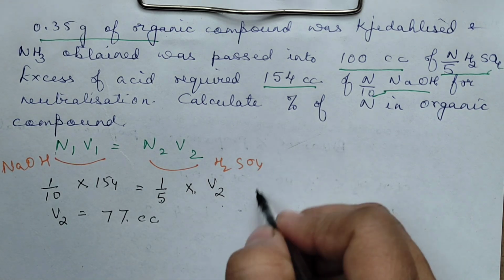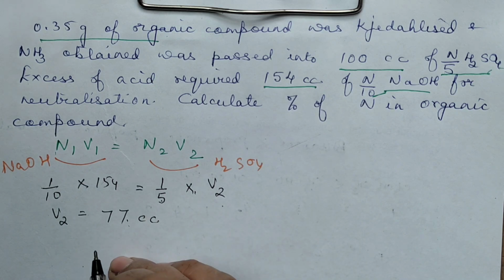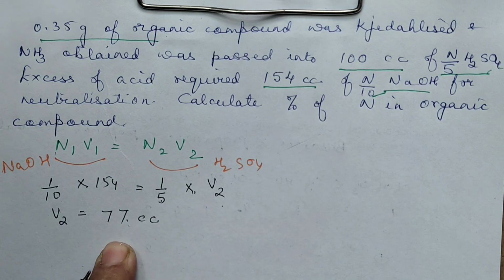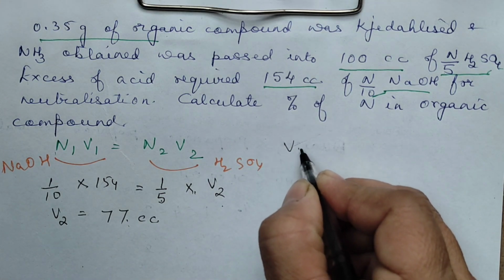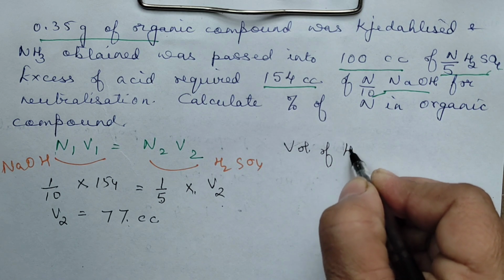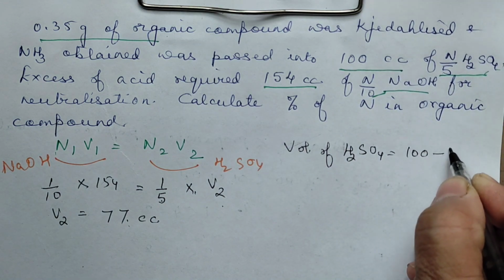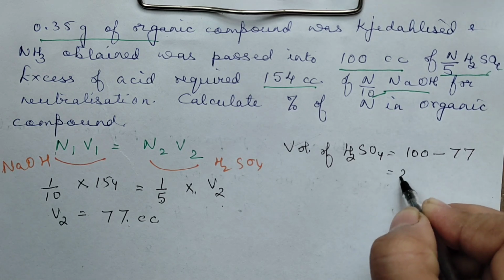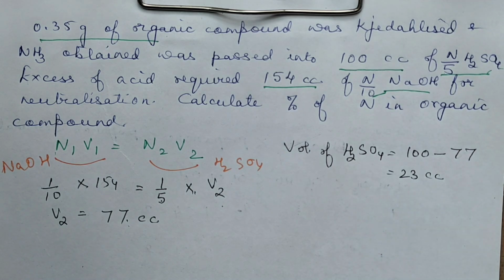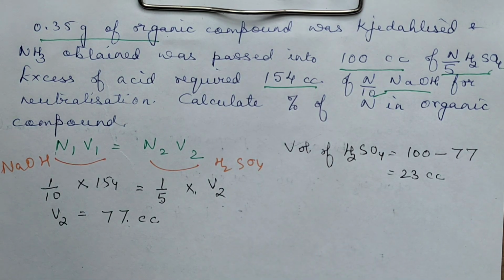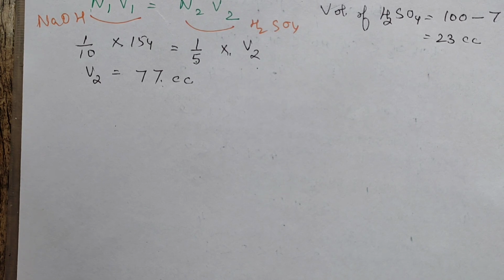Okay, so 77 is leftover. So leftover is this much, because the unreacted one we are calculating. So what will be the volume of H2SO4 used then? It would be the total volume 100 minus 77, that is 23 centimeter cube is used. Now using this we will be calculating now. Okay, what is the percentage, children? What was the formula? We will calculate it here so that it's clear.